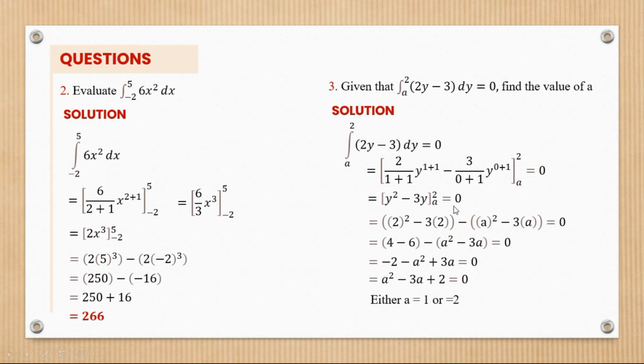But as we can already see, the upper limit is equal to 2, so there is no way the value of a can actually be 2. Or rather, the value of a cannot be greater than 2. So that's not possible, and we can only have a equal to 1. Therefore, a is equal to 1.